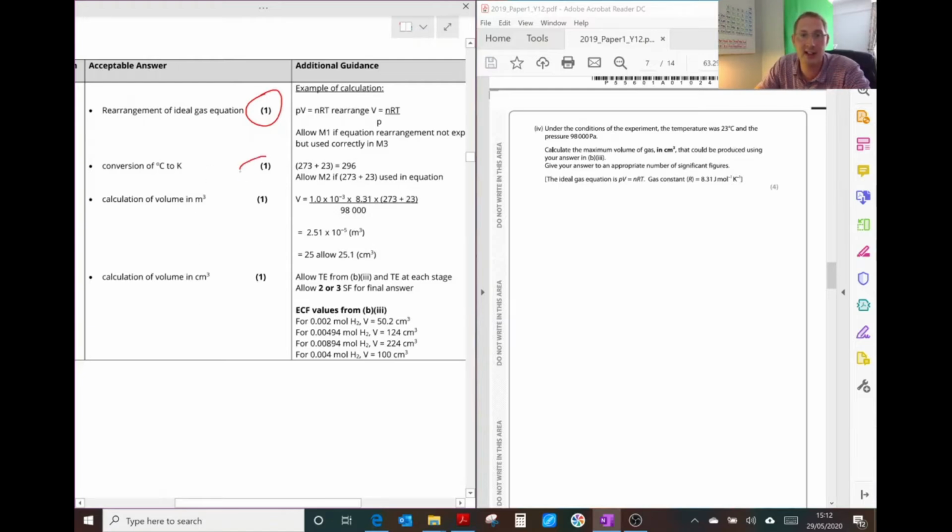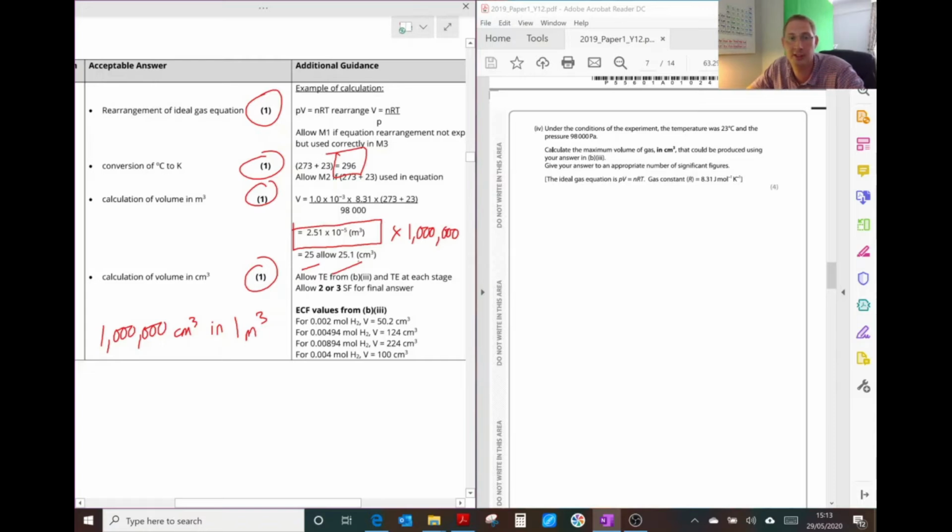Correctly converting degrees C to Kelvin, I think virtually everyone got that right, 296 Kelvin. Calculating a volume in meters cubed, that was just plugging in everything to get 2.51 times 10 to the minus 5 meter cubed. But then the 4th mark was for converting that to centimeters cubed, and there are still many people that do not know there are 1,000 centimeters cubed in 1 meter cubed. Okay, so you had to times by 1 million to get 25 or 25.1 centimeter cubed.